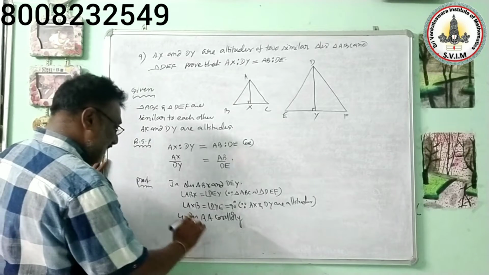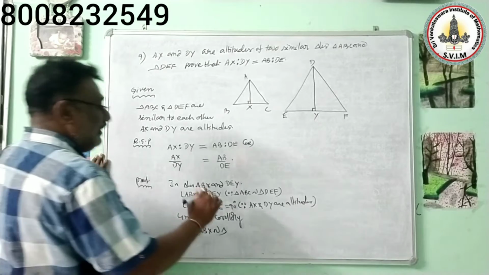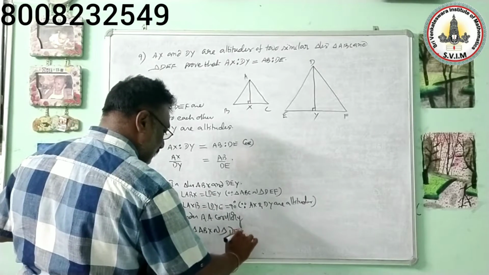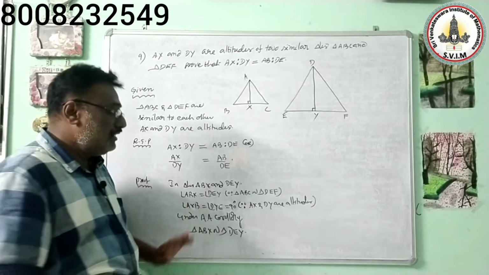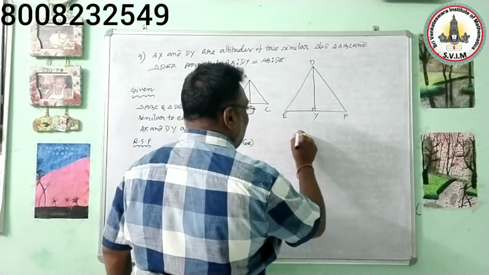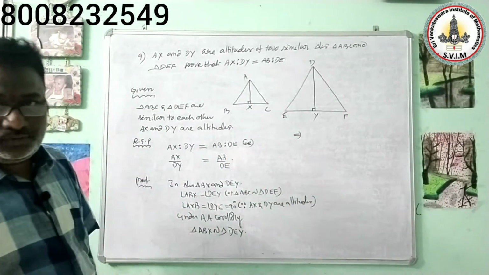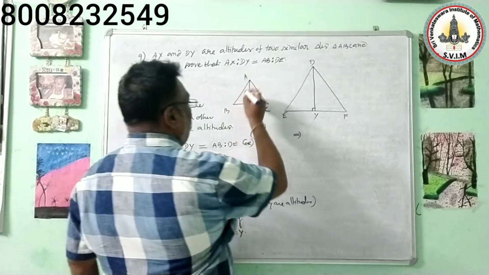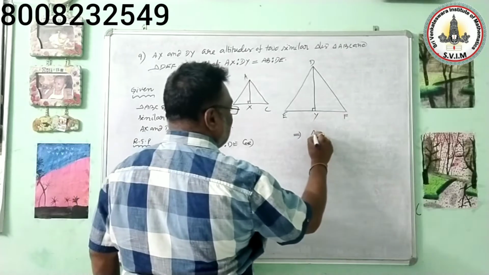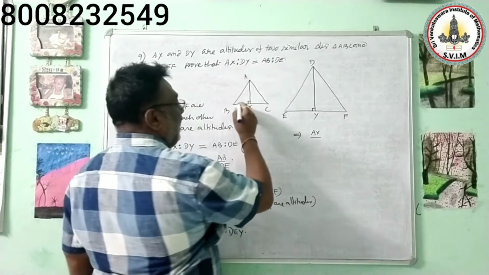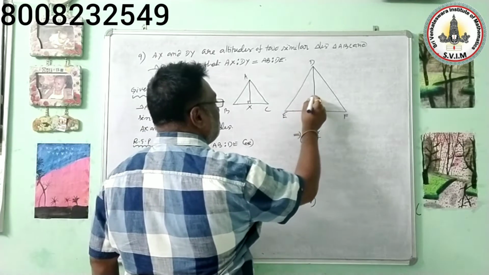That's all. Now by the AA corollary, triangle ABX is similar to triangle DEY. Whenever two triangles are similar, the three pairs of corresponding sides in them are proportional to each other. Now listen to me. If you take this angle, the opposite side for that angle is AX, and for this angle, the corresponding angle in this triangle is this one, the side which is opposite to this angle is DY.